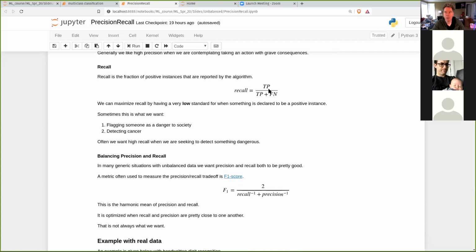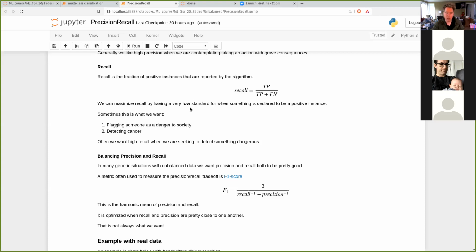TP is true positives. Recall only deals with positives. So all positives that you report are true positives. This is all the positives that you report, the things that are actually positive that you detect, divided by the number of positives that are actually out there. So this is the fraction of things that really are positive that your algorithm is able to detect.